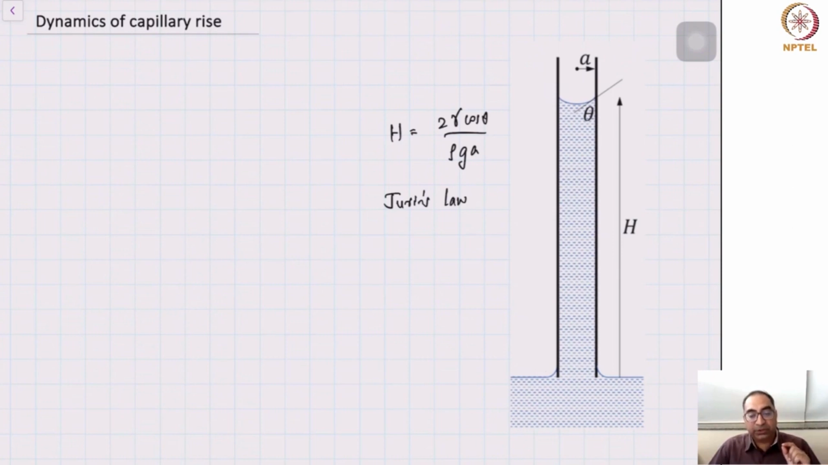Now, what we want to do in today's lecture is to take this one step further and ask, what is the process in which the fluid would rise in the tube? Meaning, we want to derive an evolution equation for the capillary rise as a function of time. Now, there are a bunch of parameters which are relevant. We've already seen a bunch of them, which is gamma, the surface tension.